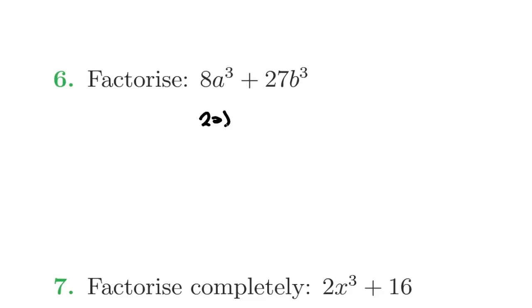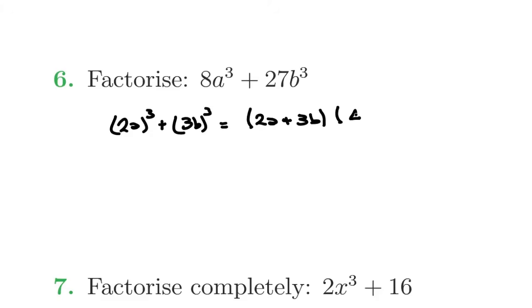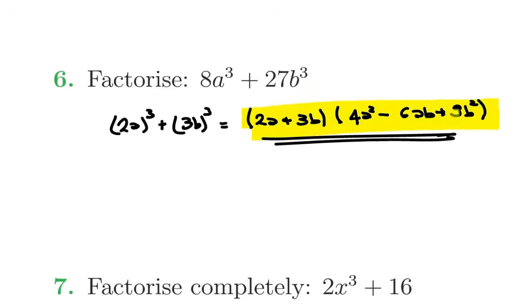Our sixth question. We see this as the perfect cube of 2a and this as the cube of 3b. So what do we do? First, 2a plus second, which is 3b. The square of the first is 4a squared minus the product of the first and second, 6ab, plus the square of the second, 9b squared. This is its factored form.